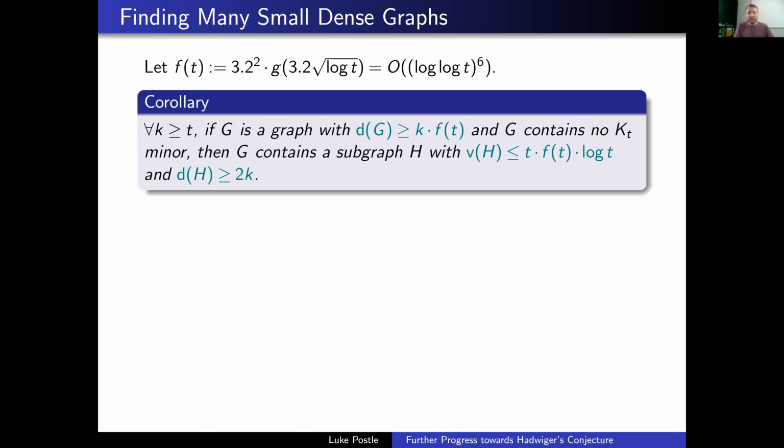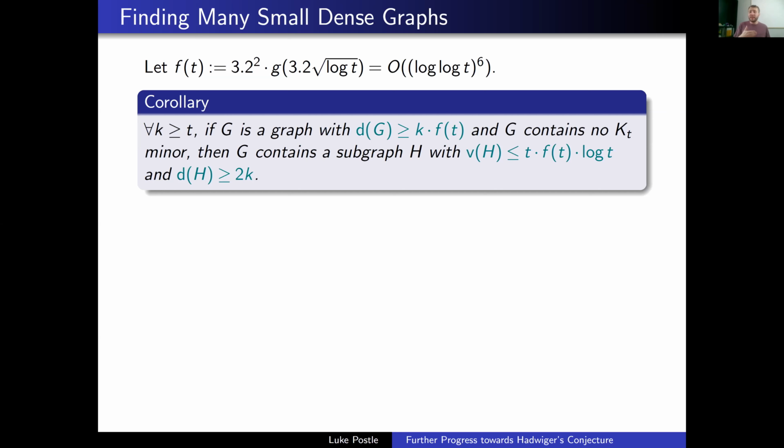How are we going to use it? Well, let me go ahead and tell you. So let f(t) be this number, 3.2 squared g(3.2 root log t), but now we know that's on the order of log t to the 6th. And here's the idea: a corollary of this density increment theorem is that if you had a graph with density at least k times f(t) and no K_t minor, then you contain a subgraph that's small.